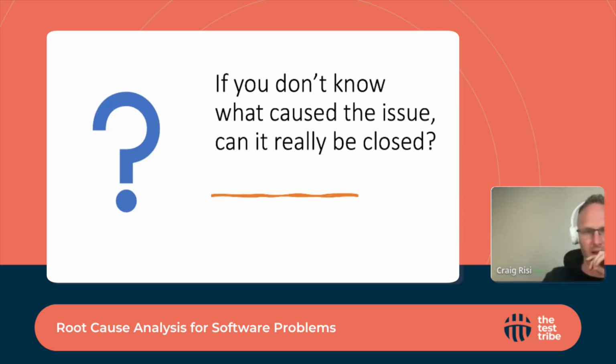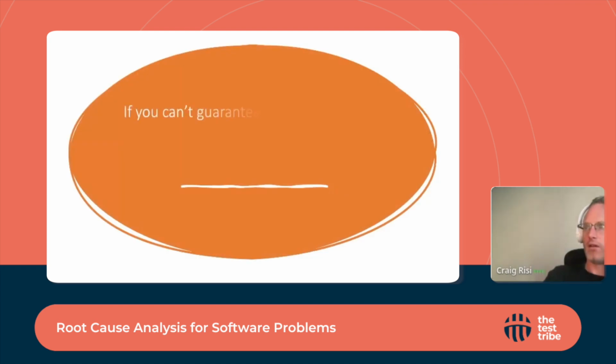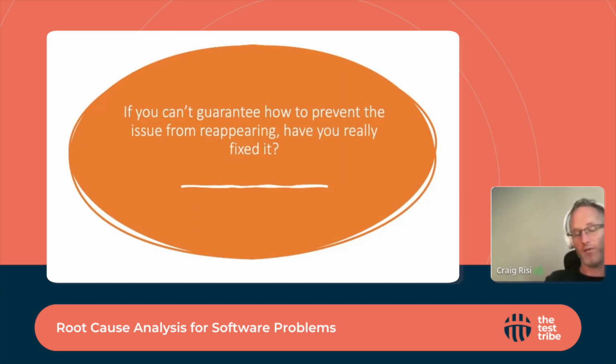And I think that's the other thing that I want to say: if you can't guarantee how to prevent the issue from reappearing, then have you really fixed it? So again, another one of those things that gets us thinking. We can't close it until we fully understand what happened and how this issue occurred. But if we can't guarantee that we can prevent an issue like that from reappearing within the system, then have we really fixed it? Have we really identified it? And that's what this talks about, really delving into the real problems that are facing our teams.